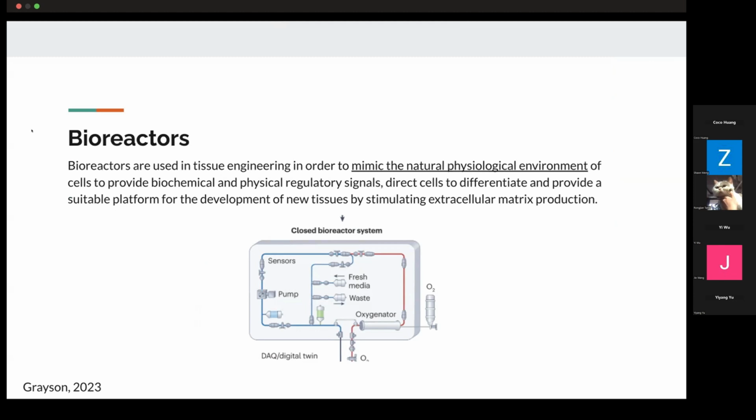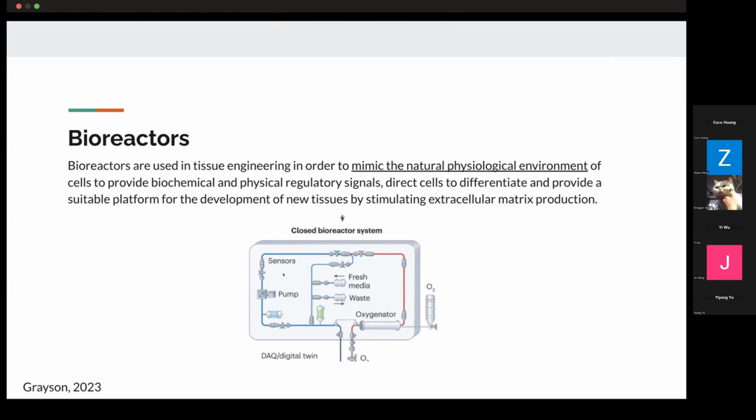So bioreactors are supposed to provide biochemical and physical regulatory signals and direct cells to differentiate, and provide a suitable platform for them to develop new tissues by stimulating extracellular matrix production. And once again, cells don't have to completely rely on scaffolding. They can also produce their own ECMs. Some do, some do not. It depends on the exact situation that you're in.